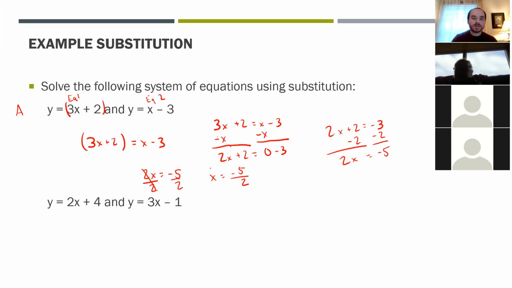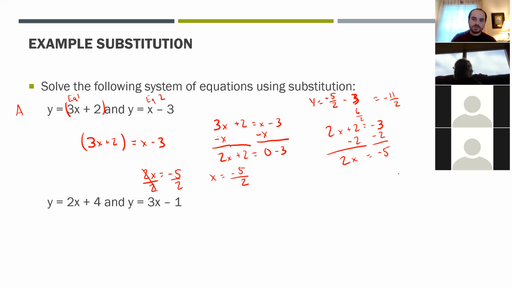Now, the last step, step 4, is to plug in our x value into either one of these equations. I personally think that the second equation is a little easier. It's just x minus 3, so I'm going to plug it in there. So we have y equals, and then instead of x, we're going to put in negative 5 over 2 minus 3. Negative 5 over 2 minus 3, we can think of 3 as 6 over 2. So we have negative 5 over 2 minus 6 over 2. This is equal to negative 11 over 2.